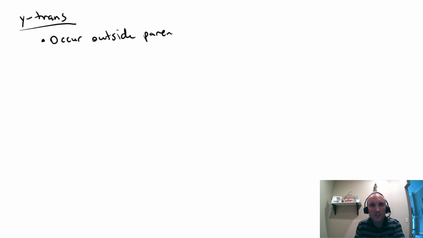Let's review transformations. Y transformations occur outside the parent. This is arithmetic outside the parent function, and the order and the operations are what you expect.